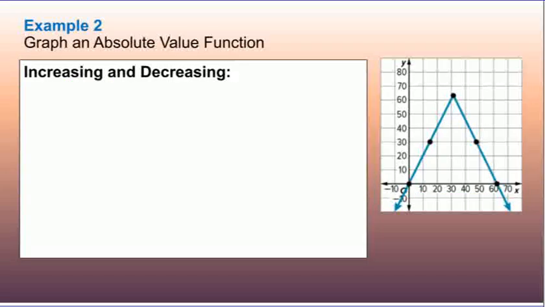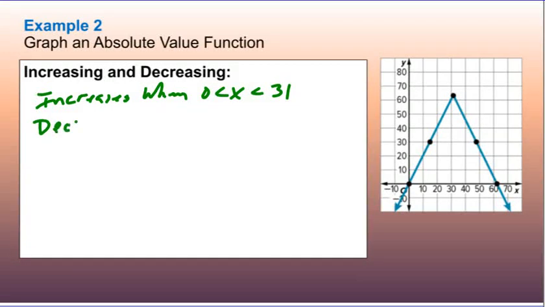Next part, increasing and decreasing. When is it increasing? So it increases when x is less than 31, but greater than 0. And it decreases when x is greater than 31, but less than 62.